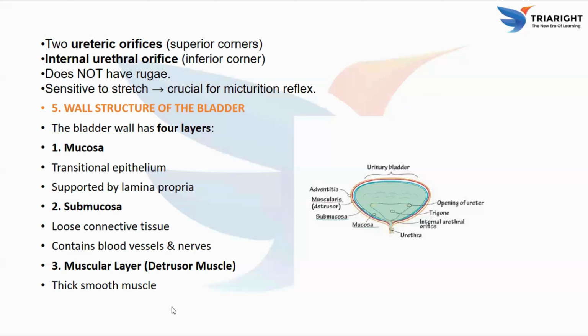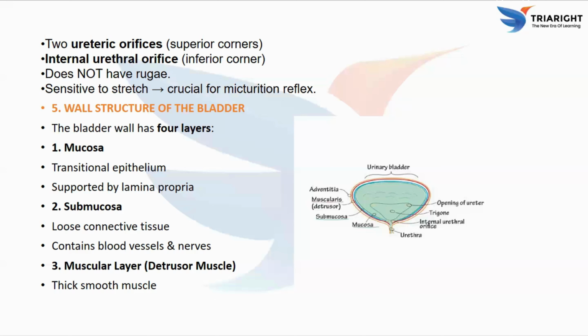And the third layer is the muscular layer, which is also called the detrusor muscle. So muscular layer, it is a thick smooth muscle layer. It consists of three layers which are not always distinctly visible. So what are those three layers? Inner longitudinal layer, middle circular layer and the outer longitudinal muscle.